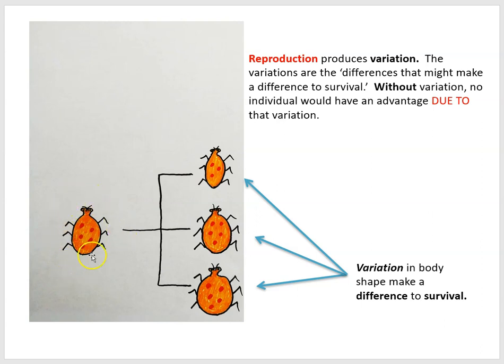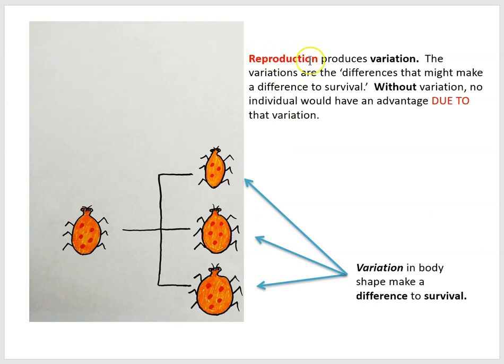We have the parental generation here, and then we have the offspring produced. And we noted that there are variations in lots of different kinds of traits, and we were focusing on body shape. That body shape might provide better camouflage under certain conditions. So here we're going to continue.